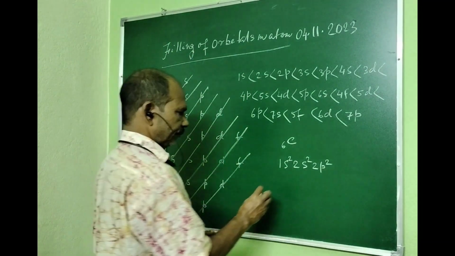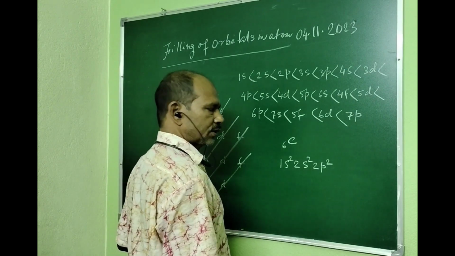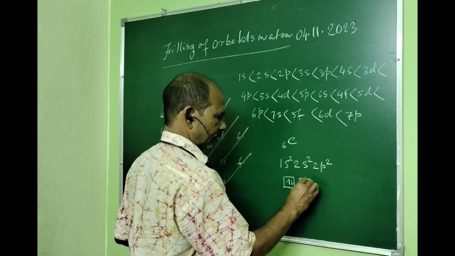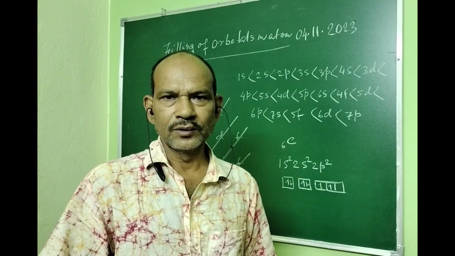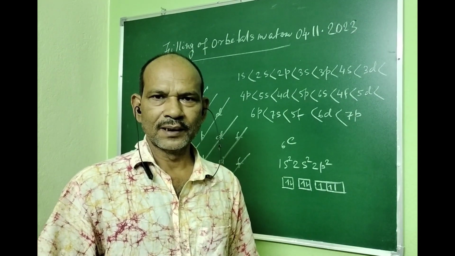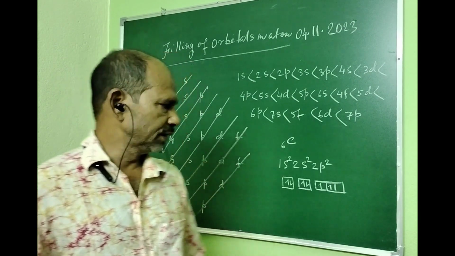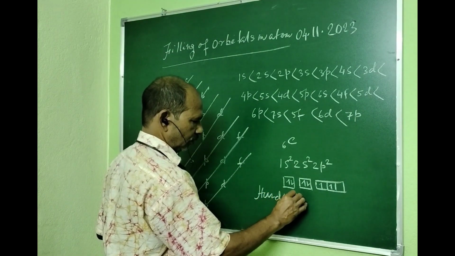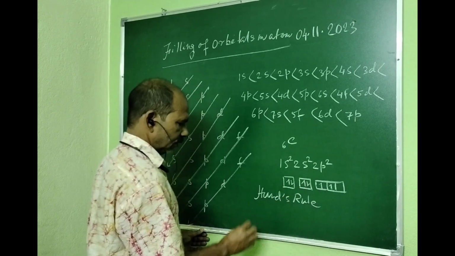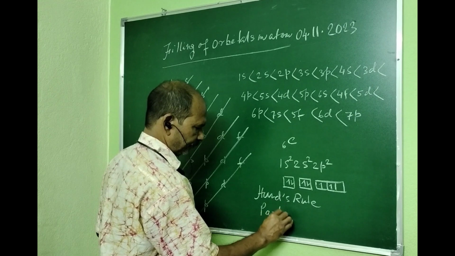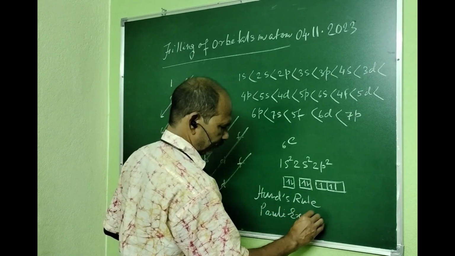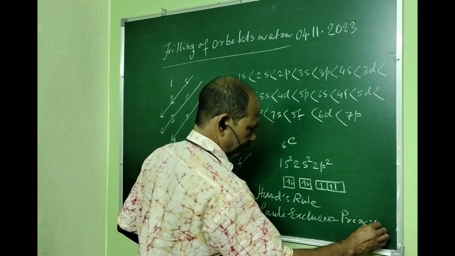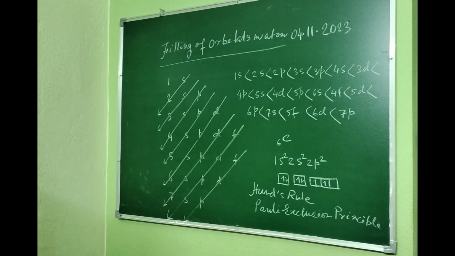If we notate it in box notation, we get like this: 1s, 2s. What are the other rules? Rule of maximum multiplicity, that is Hund's rule, and Pauli exclusion principle. You have to know Hund's rule and Pauli exclusion principle. What is Hund's rule of maximum multiplicity?